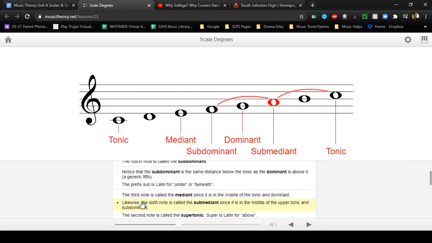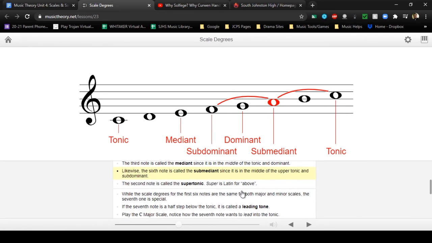Now let's keep going. Likewise, the sixth note is called the submediant because it's in the middle of the upper tonic and the subdominant. So this one is very close in relation to this one. If you split this in half, 1, 2, 3, 4, 5, right here in the middle, you've got essentially the same setup. This is the lower part of the scale from lower tonic to the dominant. This is the upper part of the scale from upper tonic, high tonic, down to the subdominant. They're just kind of layered on top of each other like that.